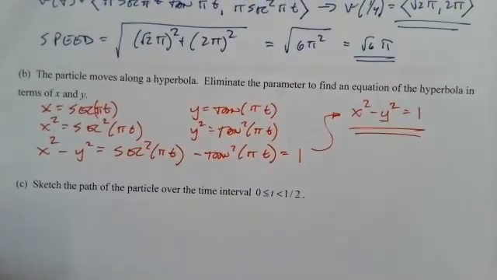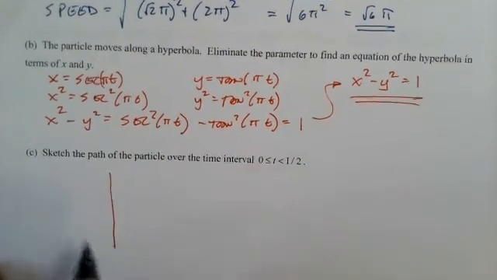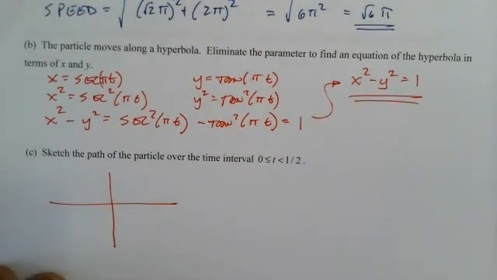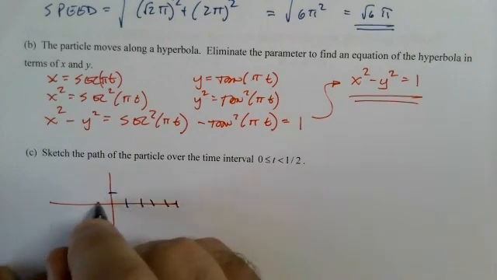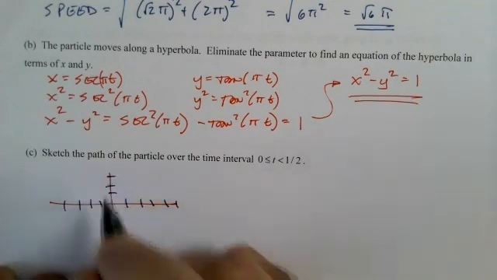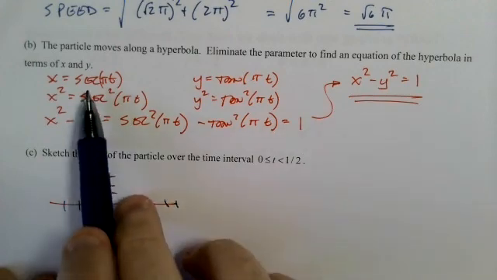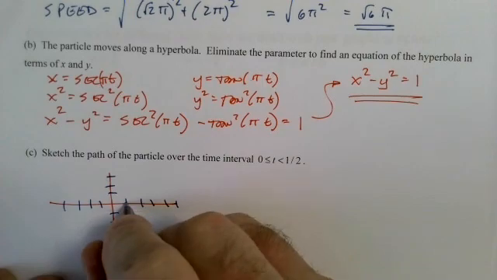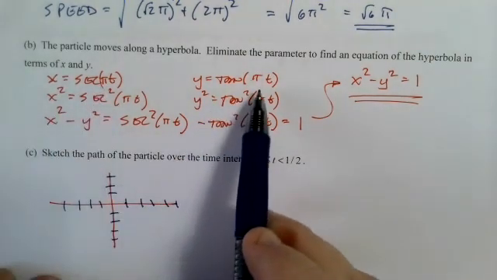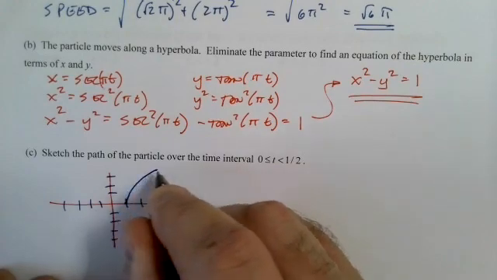Oh, there it is. Sketch the path of the particle. All right, well, we got this and this. It goes over 1. Plug in 0 to your position. Secant is 1 over 1, that's x. Plug in 0, y tangent is 0, so it starts here. And then just plug in some values, it starts going up here.